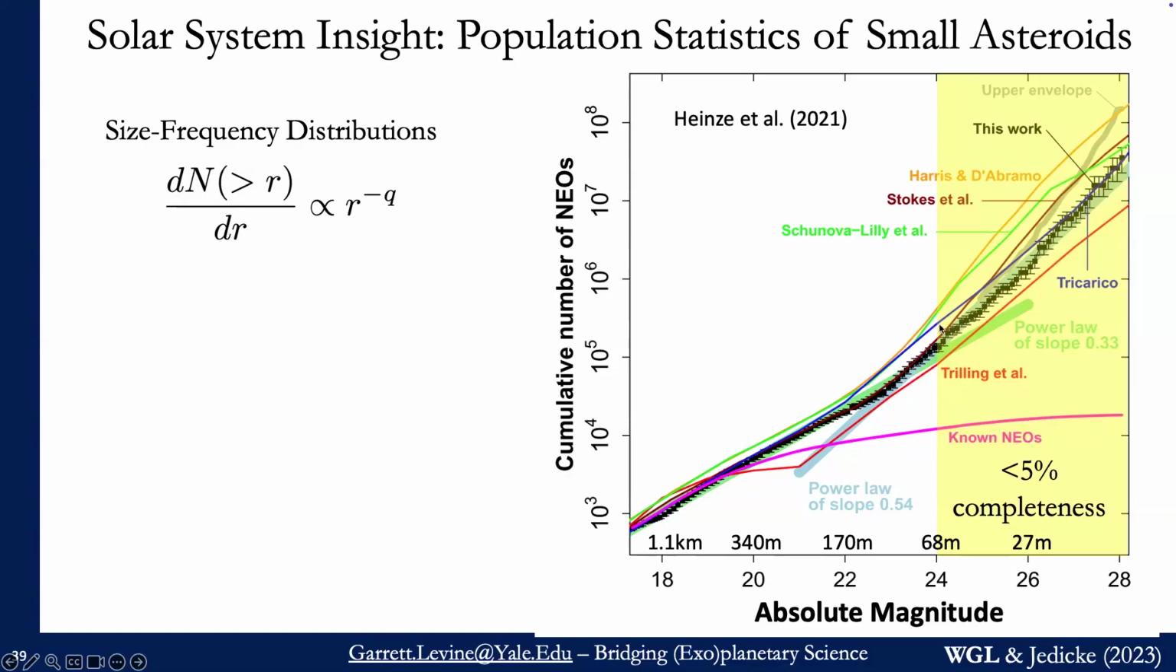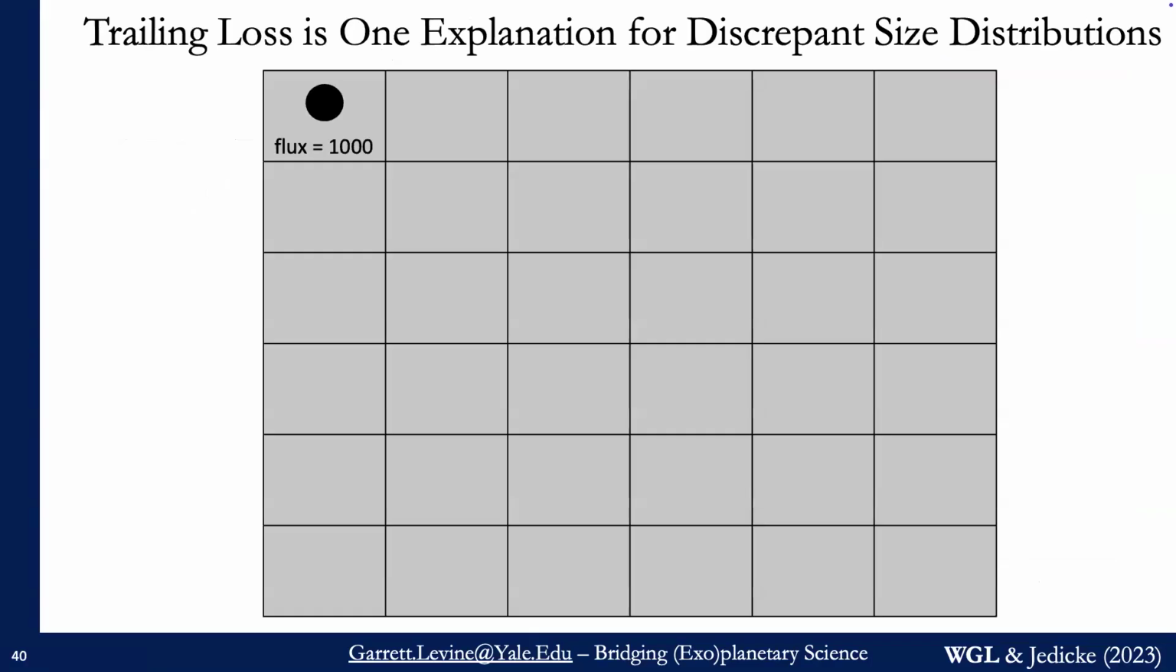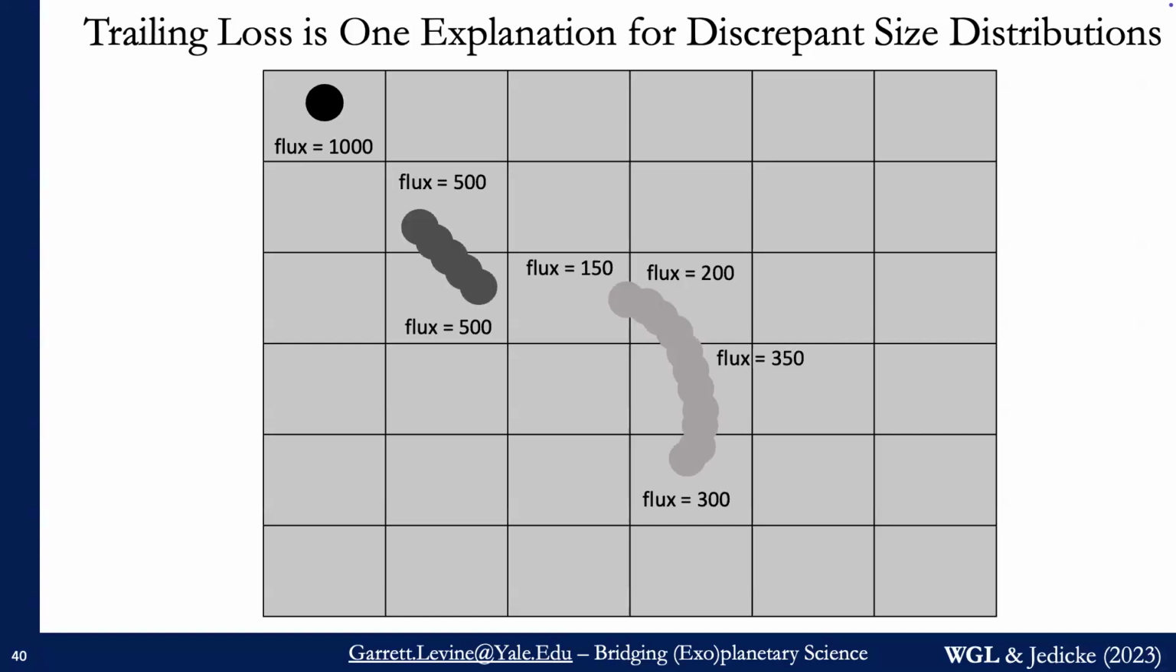So previously, this was attributed to something called trailing loss. This figure here is just an illustration of a CCD, where slow-moving asteroids deposit all of their flux at one pixel, but asteroids with higher angular velocities smear their PSF across a bunch of pixels, and they can move so fast that they fade into the background.